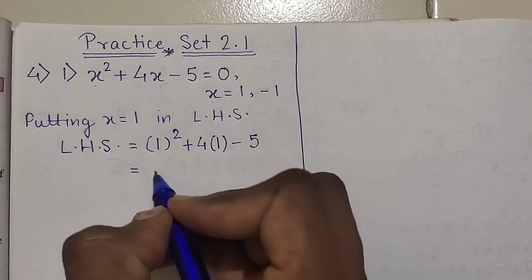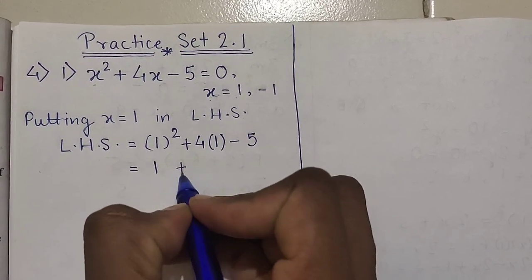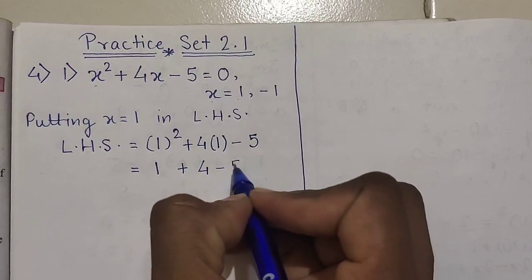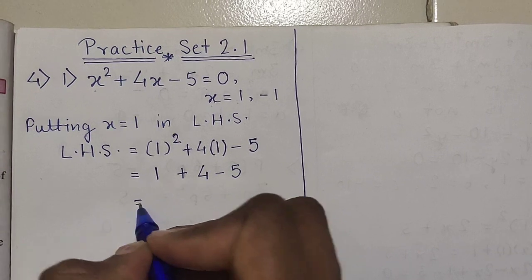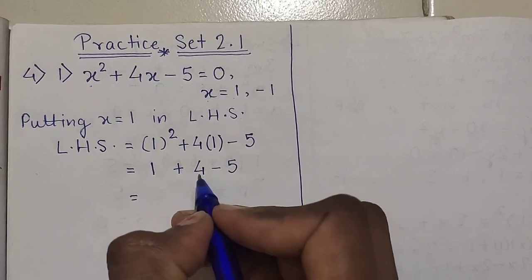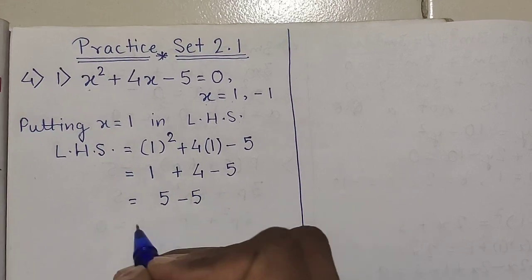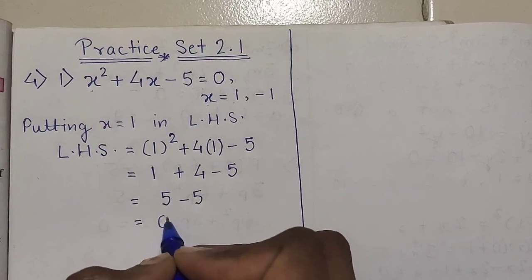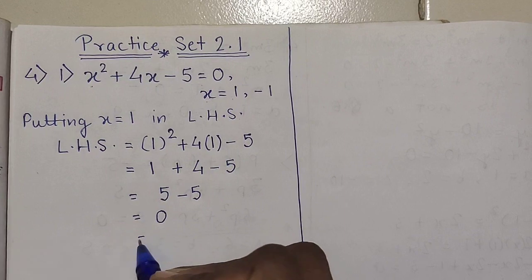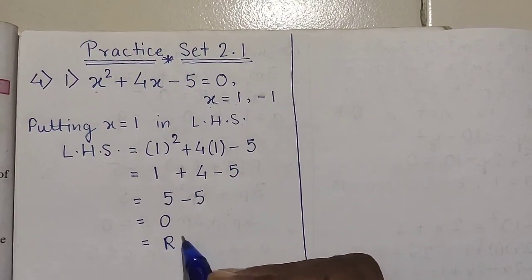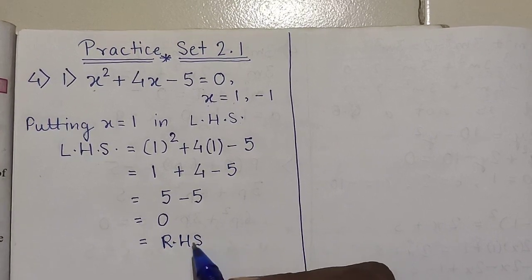What is the square of 1? 1 plus 4 into 1, minus 5. Now this is 1 plus 4. What are you going to get? 5 minus 5. So 5 minus 5 is what? 0. And 0 is what? Your right hand side. So that we can write, that is equal to RHS.